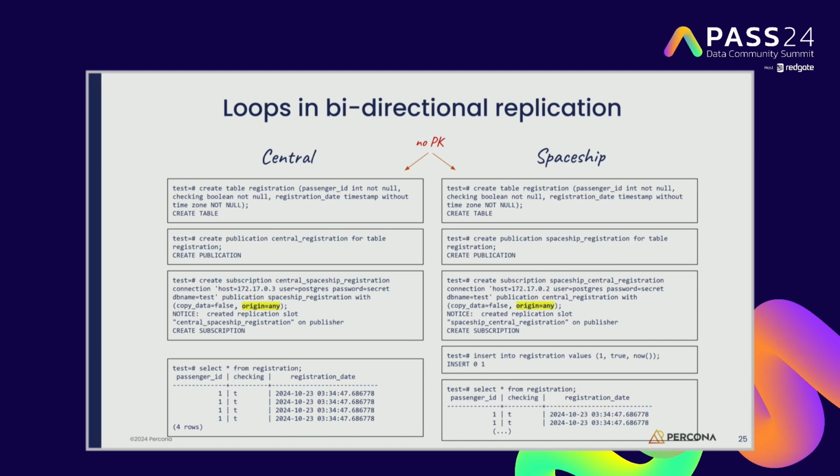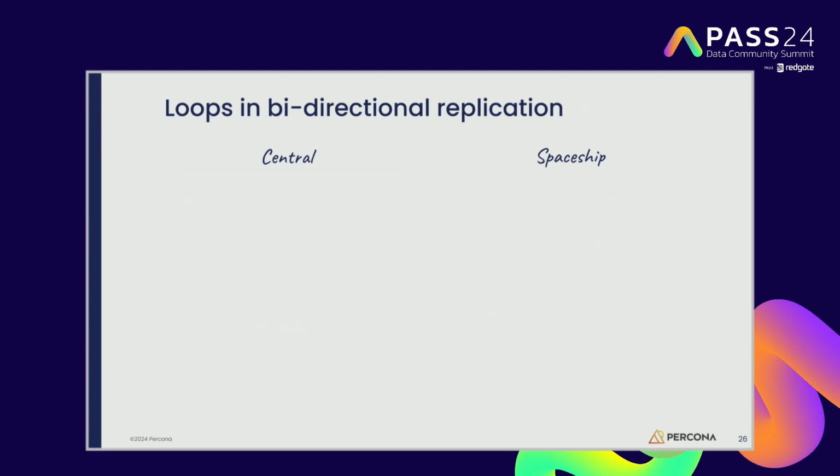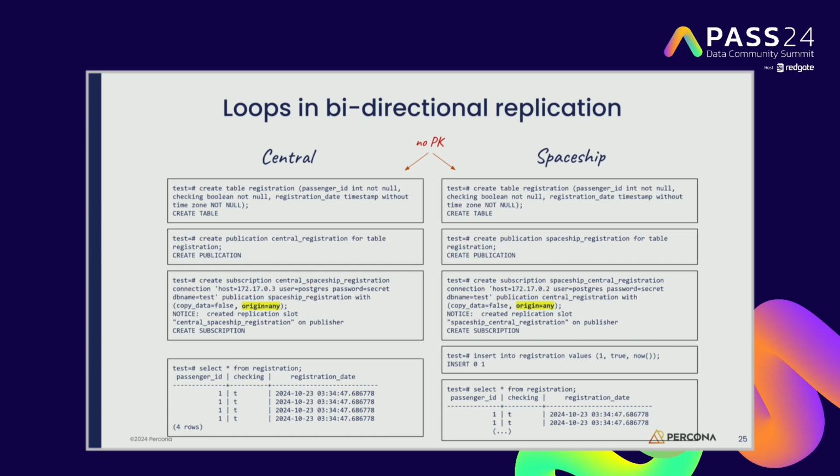Okay. By default, this field origin is set to any when we create a subscription. And what it means, I think we looked at in this example or in the next one. Yeah, I think we look at it in the next one. So let me just go back and remind you of that. This is the default value for this field. And it means that I am replicating events from my WAL files, no matter where these events come from, right? That's why we have the loop. Okay.